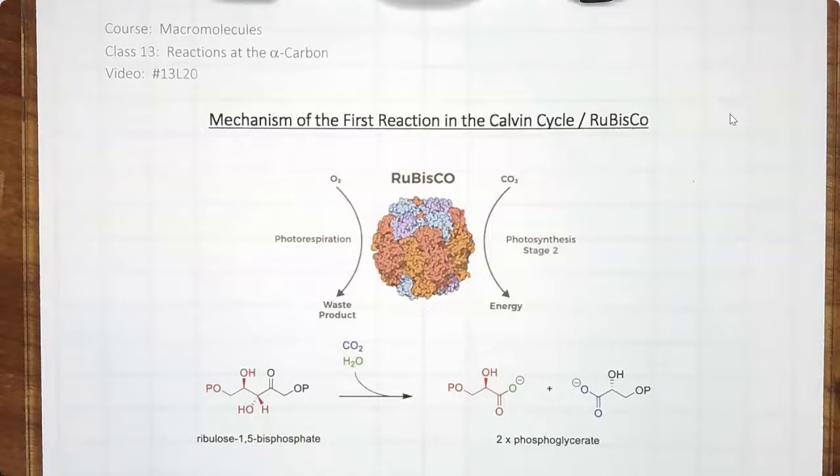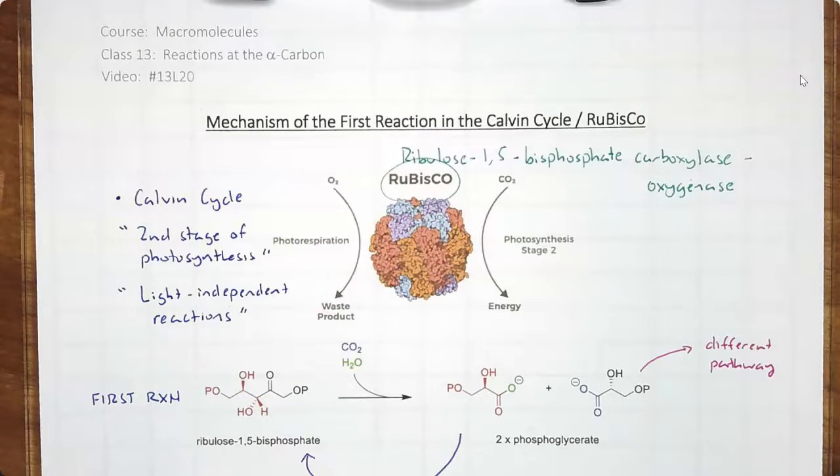But before we get to that, let me jot down a couple of notes about the Calvin cycle and this particular enzyme. Like I said, RuBisCo is an enzyme in the Calvin cycle. The Calvin cycle is considered the second stage of photosynthesis, and there are actually three phases in the Calvin cycle, and the first one is carbon fixation. I won't talk about the other two phases. The Calvin cycle is also considered the light-independent reactions of the plant.